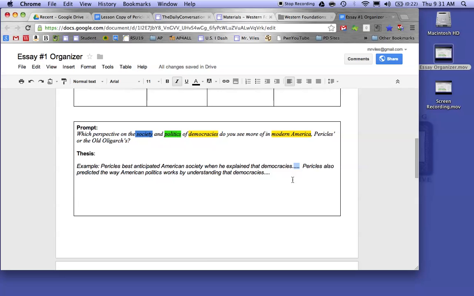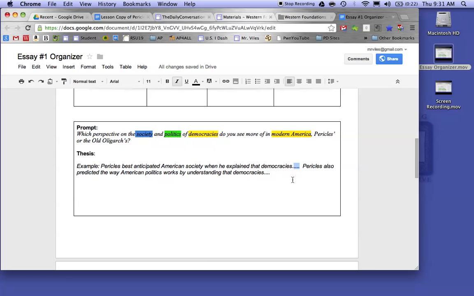So one of the tests of your own thesis is, after you write it, look at the prompt and read it out loud. Imagine someone asking you this question, like in the grocery store, you're in Walmart in the middle of an aisle, and someone comes up to you and says, interesting choice on Doritos there. By the way, which perspective on the society and politics of democracies do you see more of in modern America, Pericles' or the old oligarch's?